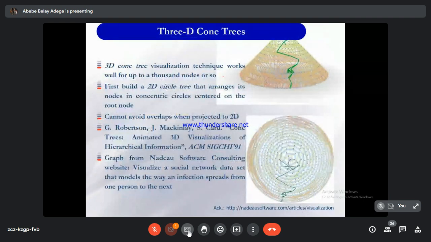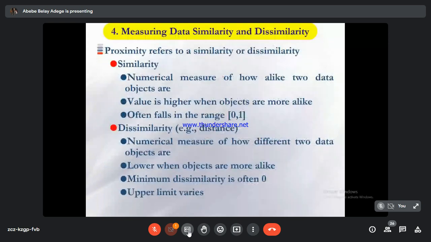It is used in country mathematics area, they use a country technique. Measuring data similarity is one of the very mandatory things, as I told you before. Proximity, it's measuring similarity. Proximity refers to the similarity of data sets.